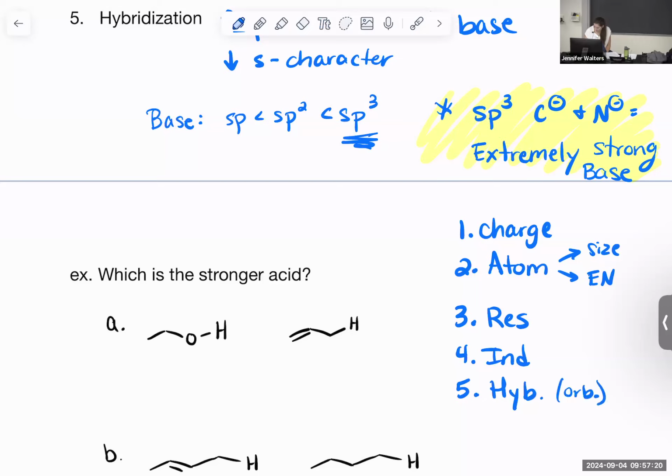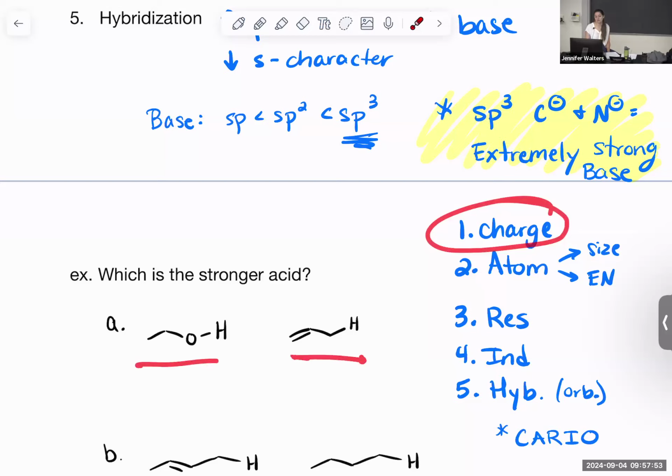Some people I've seen use the abbreviation CARIO as the way they memorized it: charge, atom, resonance, induction, orbitals. Do whatever you need to. I've had some people say things like, cats are really into oranges. Do whatever you need to memorize this. Make a mnemonic, whatever, but you need to know what it is and the order of them. That's what's most important. All right, so we do charge first. Is there a difference in the charge? No, they're both neutral.